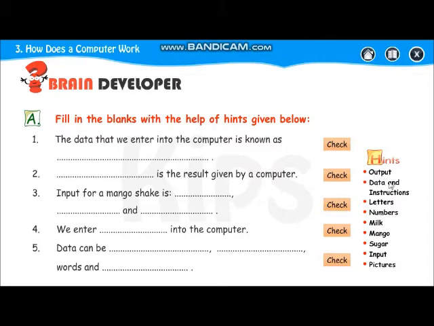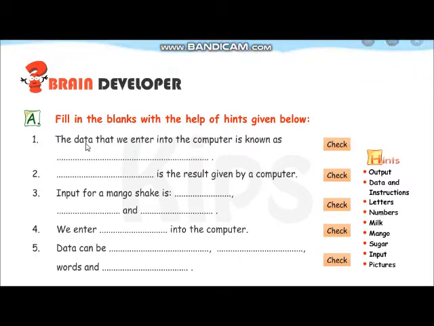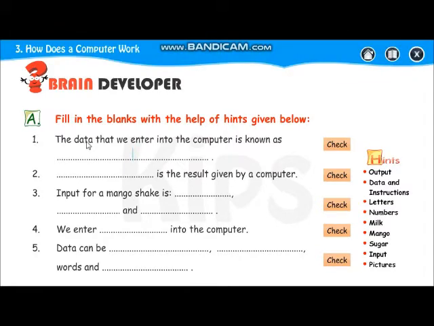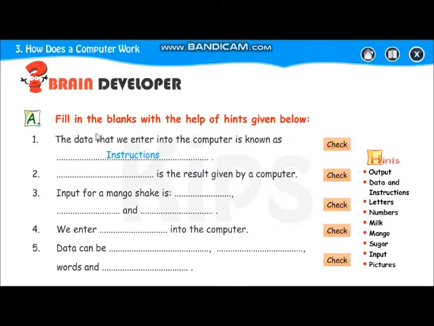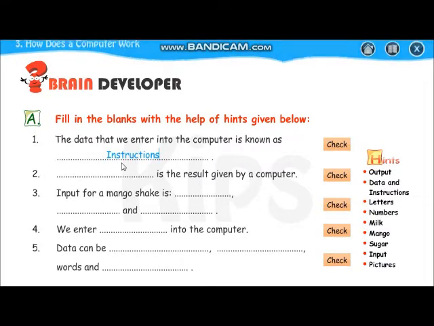What are these? Output, data and instructions. Data and instructions, two words are there. Letters, numbers, milk, mango, sugar, input, pictures. So our first fill in the blanks is: the data that we enter into a computer is known as... what do we call it? So that is your instructions. You have to write the spelling of instructions.